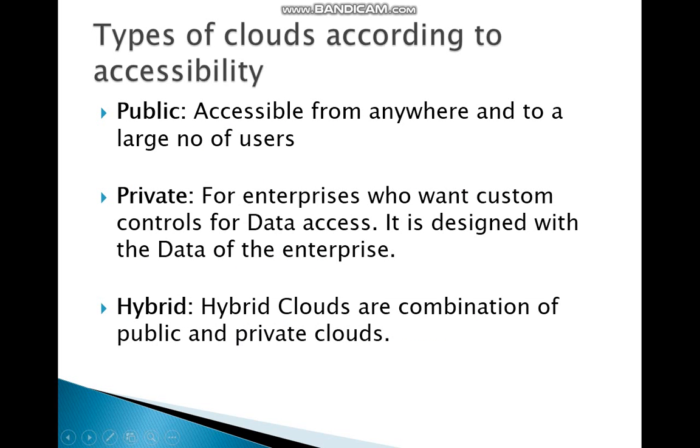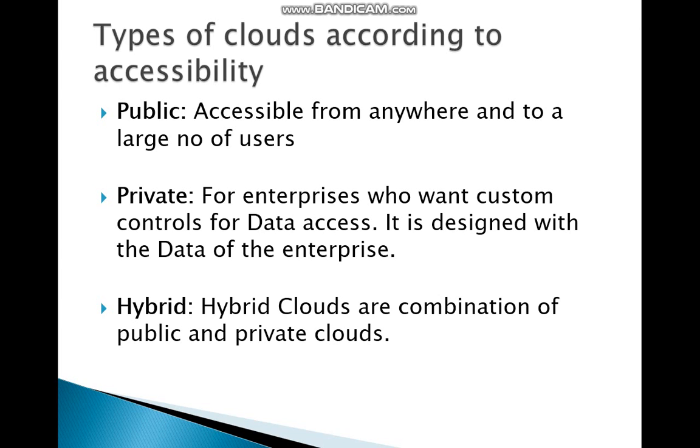Okay, then the types of clouds according to accessibility. There are three types of clouds according to accessibility: public, private, and hybrid. So what are public clouds? Public clouds are accessible from anywhere and to a large number of users. There's no limit, there's no restriction. Public clouds are for everyone. You can use the service from anywhere at any time.